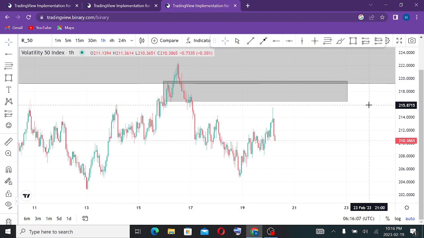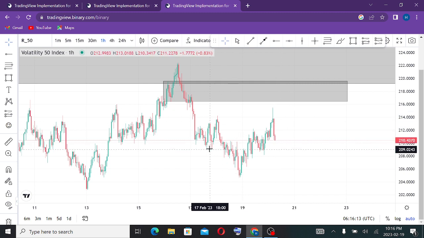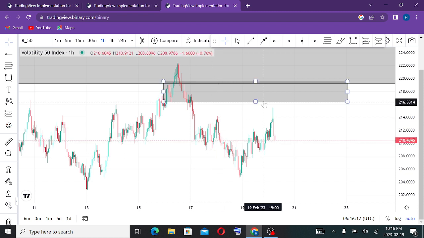So having marked this base out, you can see that market has not respected it. We can see that the base I actually expected market to respect was not even this base. So for me, this is just like a stop point.